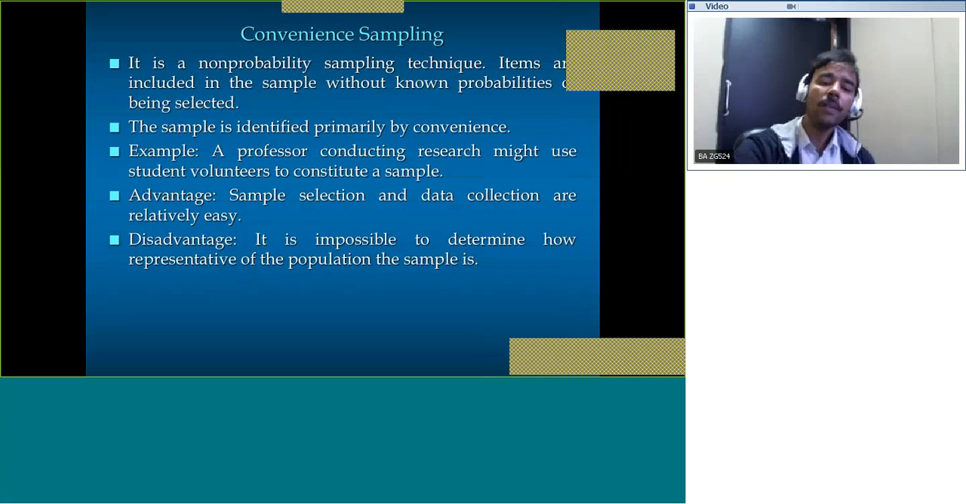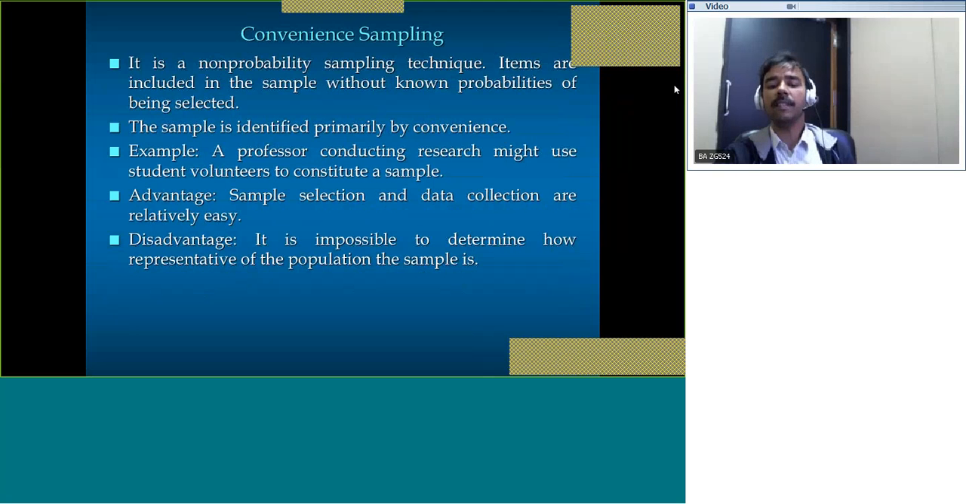The next one is convenience sampling. The name itself says that based on our convenience only, we are applying the sampling. So it is a non-probability sampling technique. Items are included in the sample without known probabilities of being selected. The sample is identified primarily by convenience. Based on our convenience only, you will do these things.